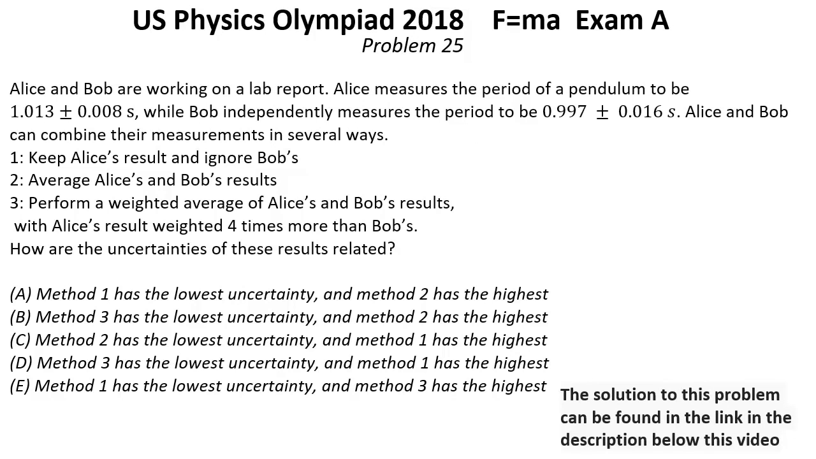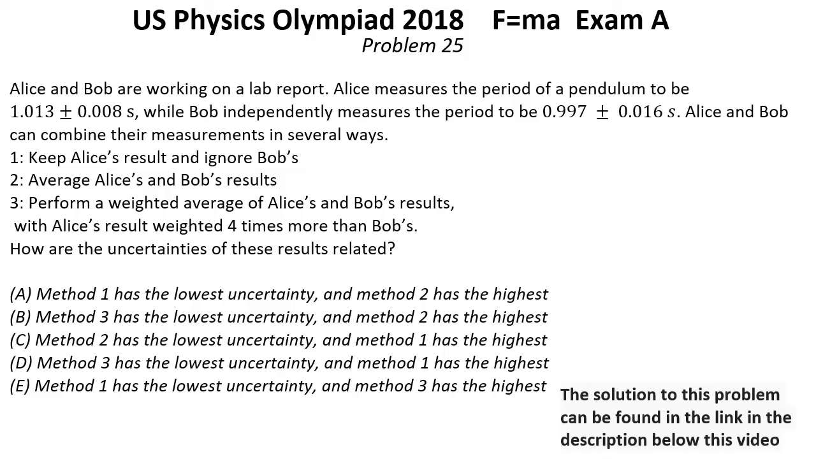Problem number 25. Alice and Bob are working on a lab report. Alice measures the period of a pendulum to be 1.013 plus minus 0.008 seconds, while Bob independently measured the period to be 0.997 plus minus 0.016 seconds. Alice and Bob can combine their measurements in several ways.